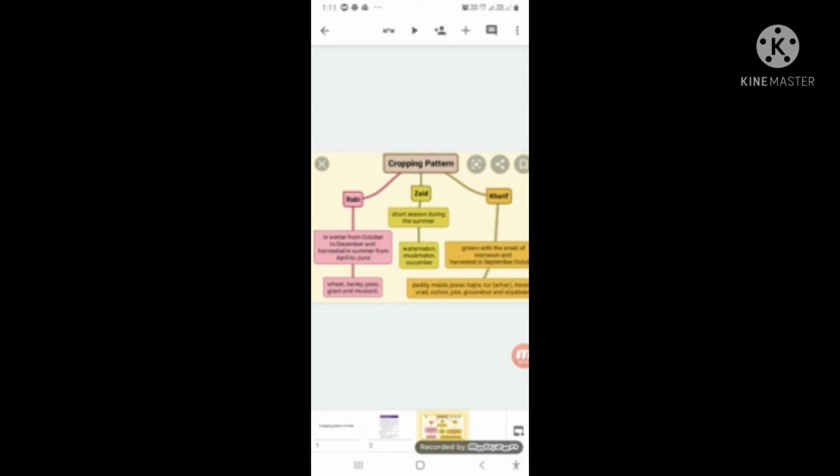This was all regarding the cropping pattern and the cropping pattern of India. Hope, my dear students, you would have understood all regarding this topic.